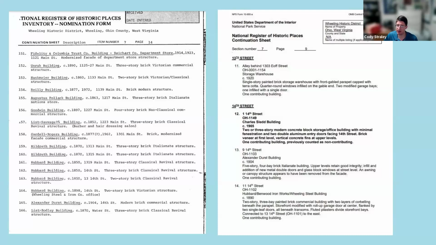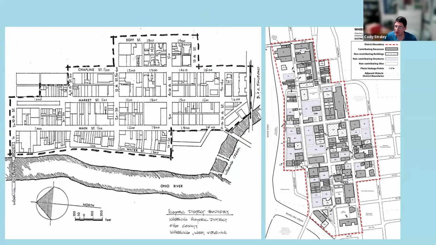And that's just a comparison of the inventory lists from the old and the new nomination. We don't have to go through that. So next slide. Here's some of the maps. The map on the right is for the new documentation. It has a nice color-coded depiction of what buildings are historic, which ones aren't, and which ones are empty lots now. Next slide.